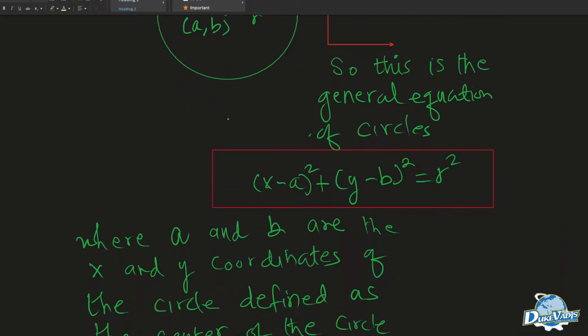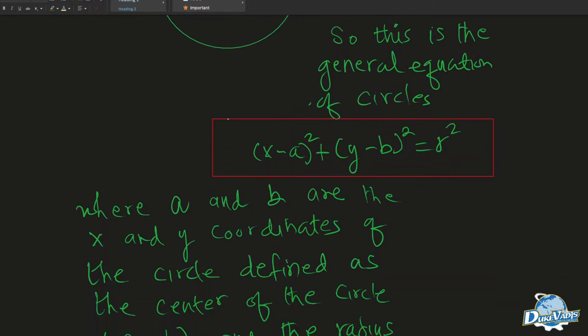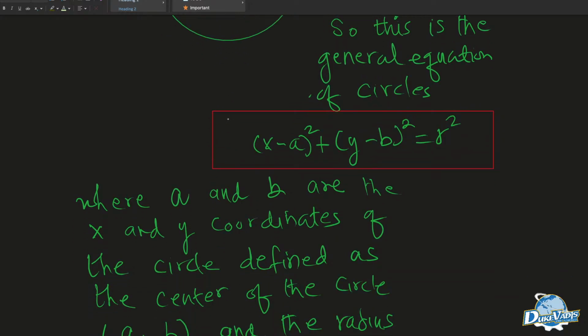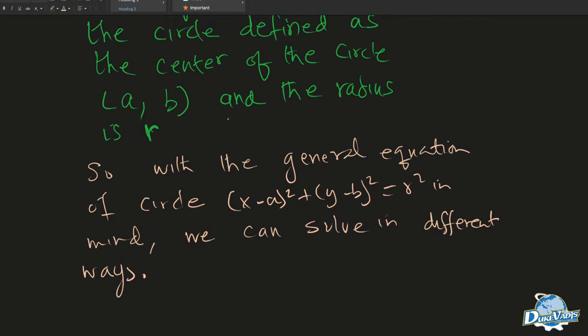So this is the general equation of a circle: (x minus a) squared plus (y minus b) squared equals r squared. As you can see, a and b are the x and y coordinates of the circle's center, and r is the radius. So with the general equation of a circle, we can solve in different ways.